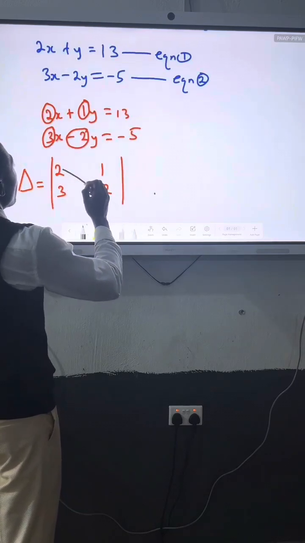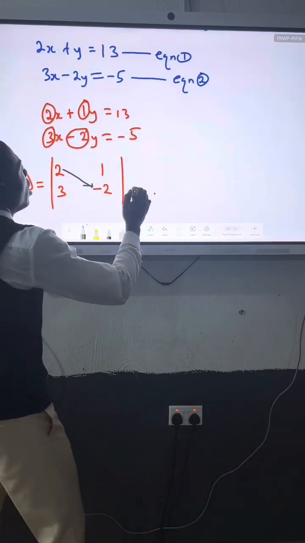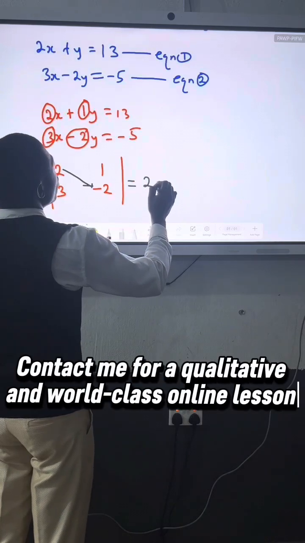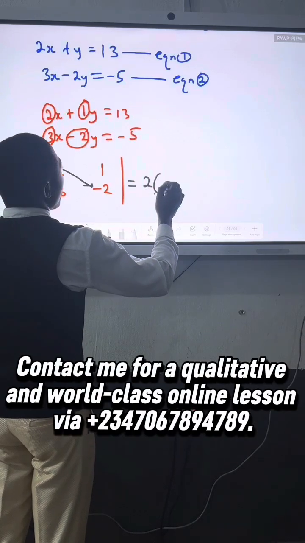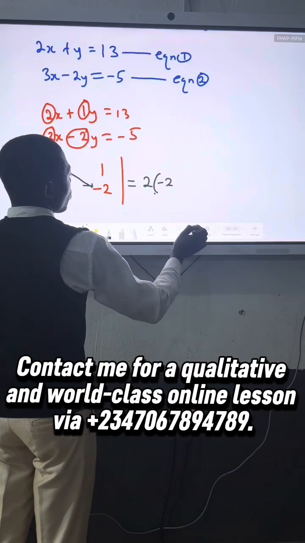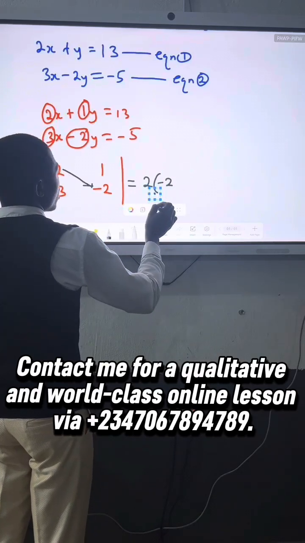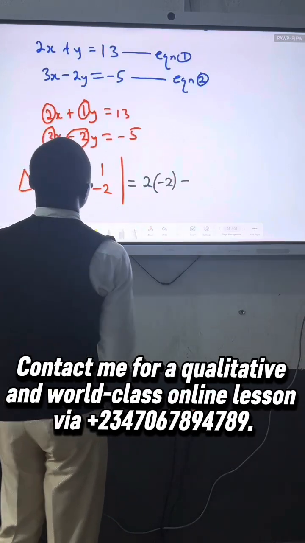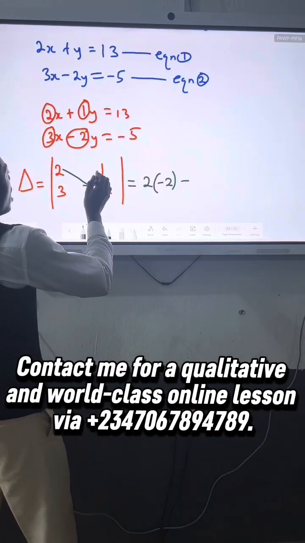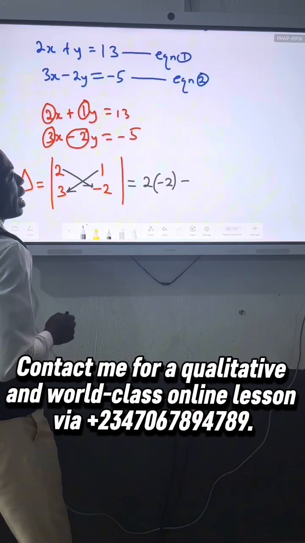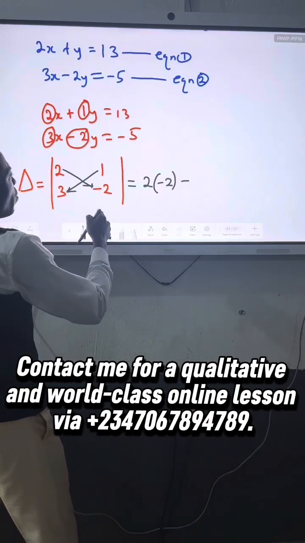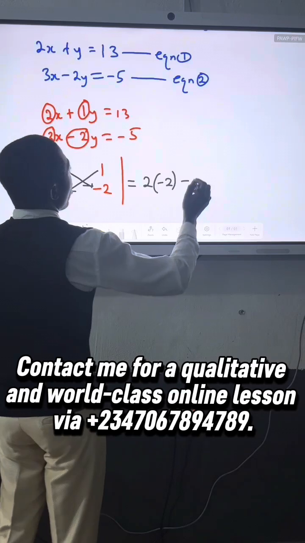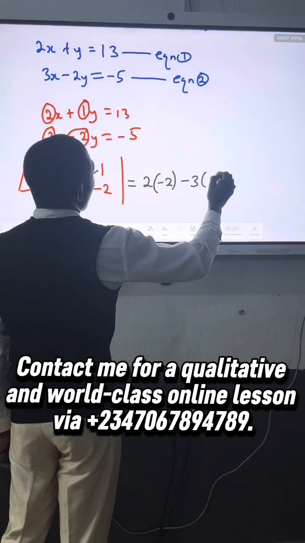Now, how do you find the determinant of this matrix? Remember, you go from left to right first. Multiply this way. You're going to say 2 times negative 2, that is 2 multiplied by minus 2. Then you put a minus. Then you multiply the other diagonal. Please, left to right first before right to left. We are multiplying 3 times 1.